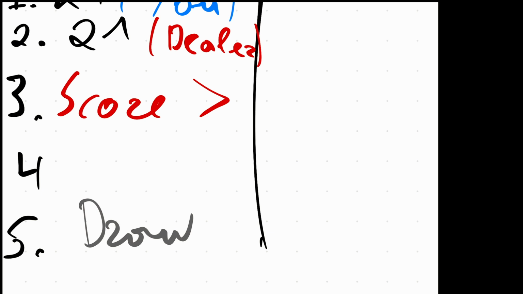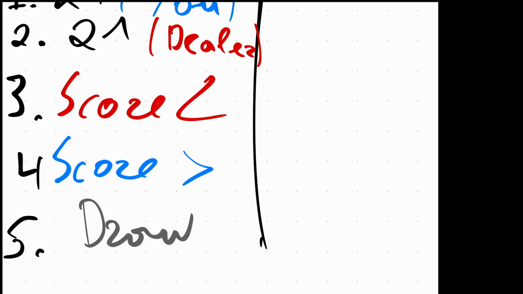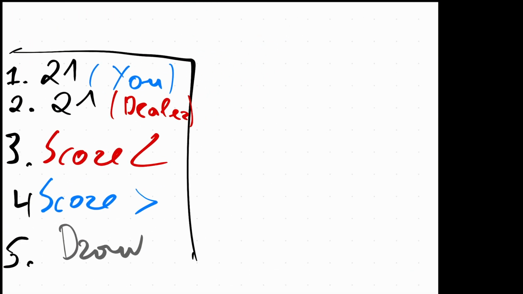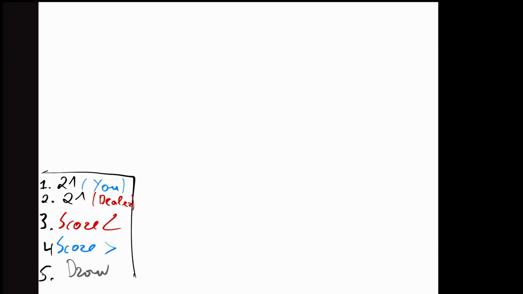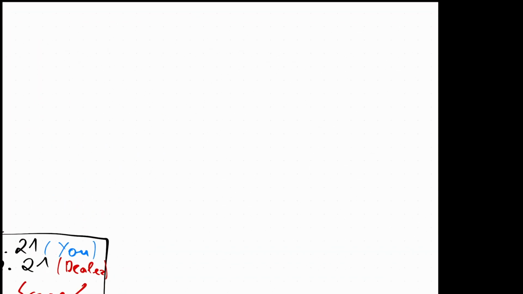Also, it doesn't really make sense. So I'm going to make this score less, so that you understand that your score is less than the dealer's. And the blue one, which is going to symbolize the win, is going to be score more. So you have the bigger score. So these are basically the 5 ways that the game of Blackjack can end, and it's going to be centered around this. So our program is going to start in the menu.